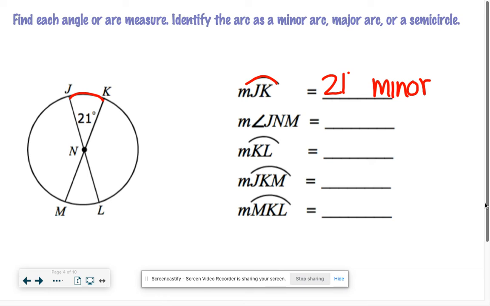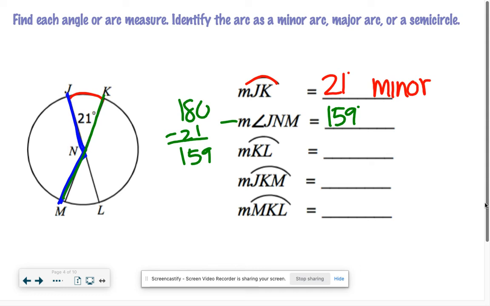We want the measure of angle JNM. Okay, so I want that angle measure. I think we have a straight line here, so this would be 180. If we take 180 and subtract 21, we'll get 159. So the measure of that is 159. And since it's still less than 180, it's minor.